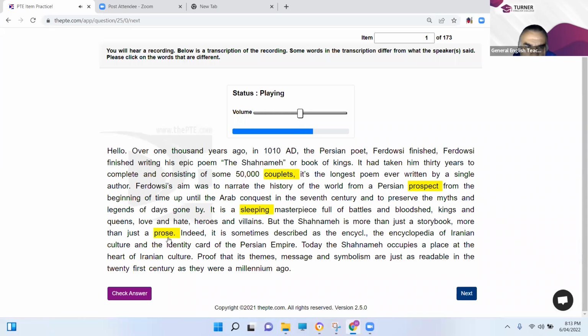Indeed, it's sometimes described as the encyclopedia of Iranian culture and the identity card of the Persian people. Today, the Shahnameh occupies a place at the heart of Iranian culture, proof that its themes, message and symbolism are just as resonant in the 21st century as they were a millennium ago.